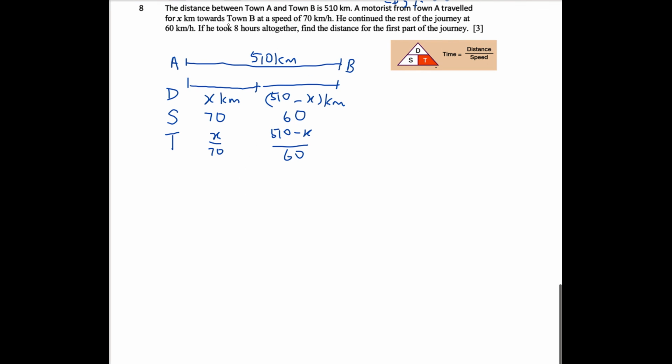Now, we are also told that he took 8 hours altogether. So the time for the first part of the journey plus the time for the second part of the journey will give us 8 hours. Now, this is an equation which has two fractions on this side. We multiply throughout by the LCM. The LCM is 420.